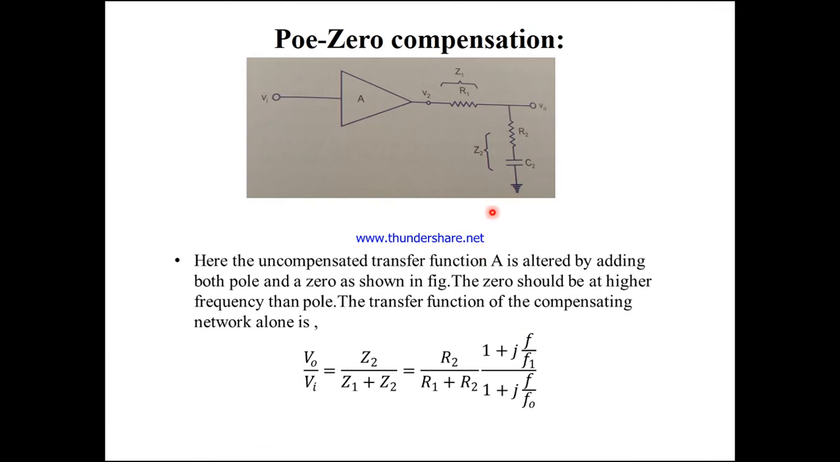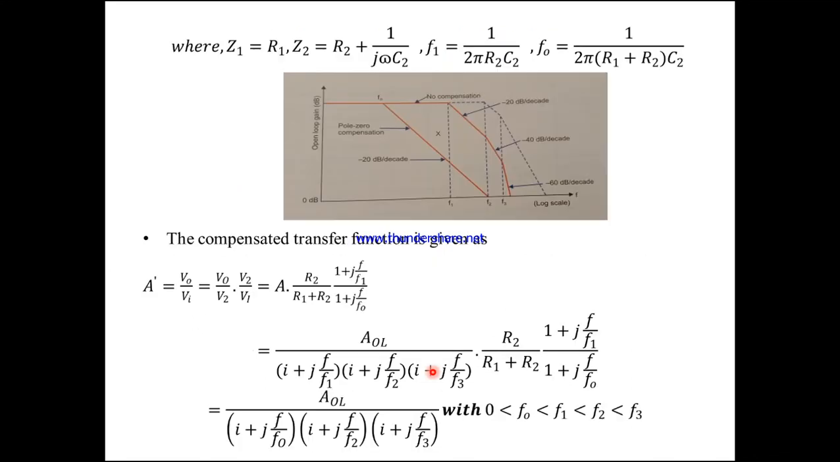And next one is pole zero compensation. This diagram shows the pole zero compensation. Here the compensated transfer function A is altered by adding both a pole and a zero. The zero should be at a higher frequency than the pole, and the transfer function of the compensating network is given by this equation, V0 by Vi. We take Z1 equal to R1 and Z2 equal to R2 plus C2. Therefore, by simplifying, we get the equation as this.